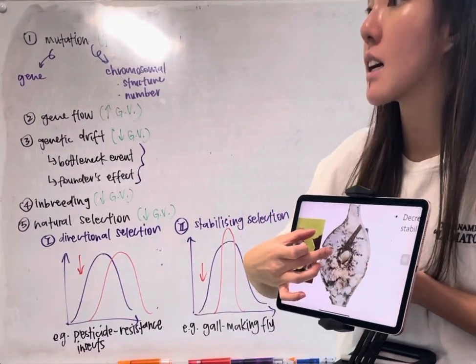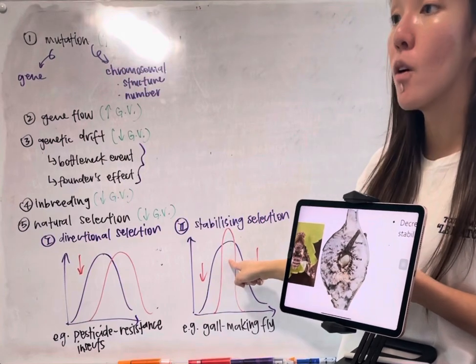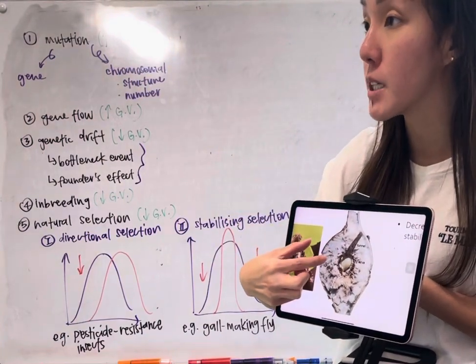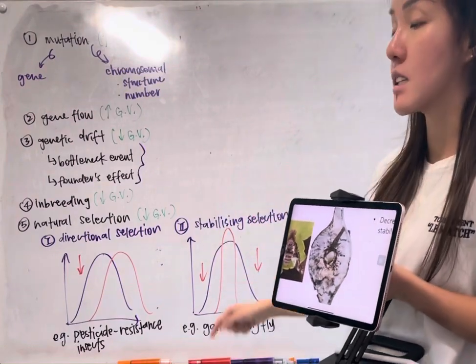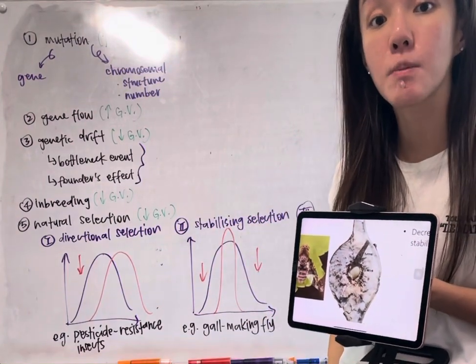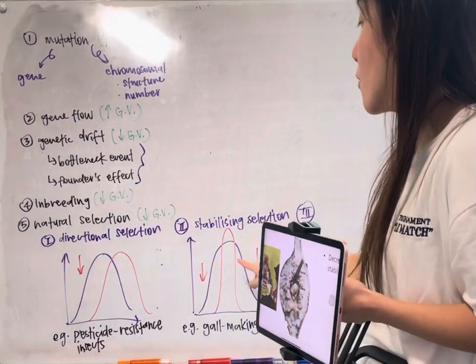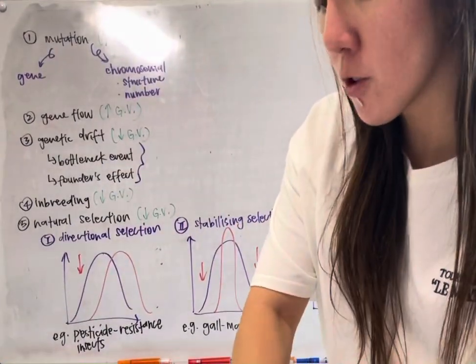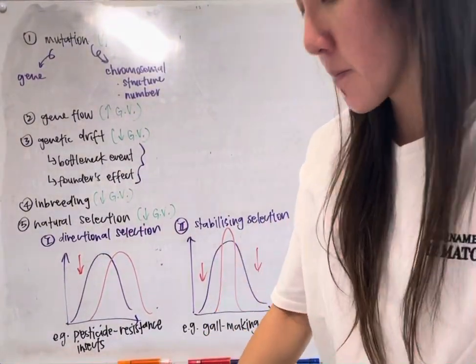But the intermediate sized galls are selected for. Why? Because they are too large for the parasites, too small for the small birds. So this is a type of stabilizing selection. You are expected in the syllabus to know they select for the intermediate. Alright? Next one, we also have what kind of selection?